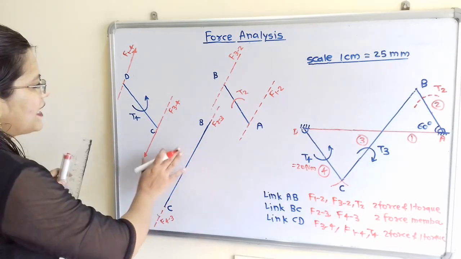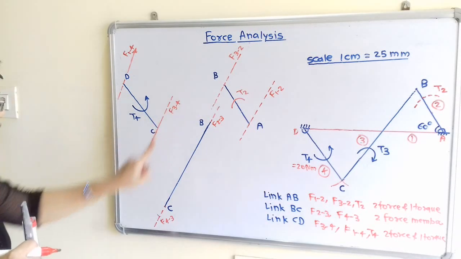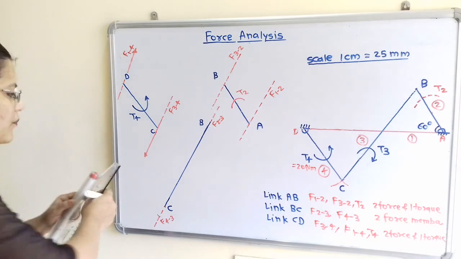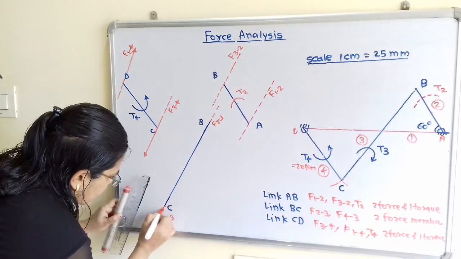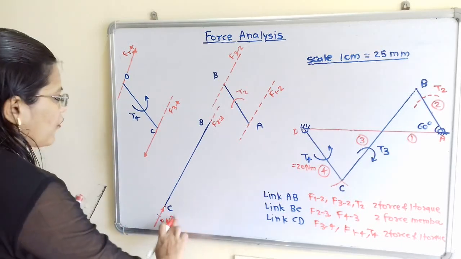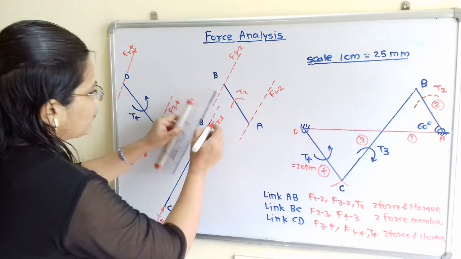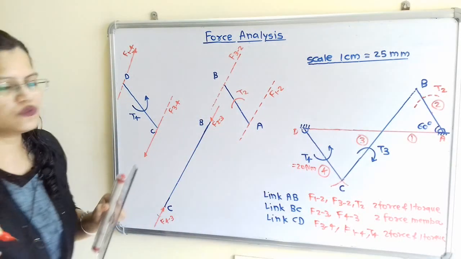Now we will decide the direction of the other forces also. F of 3 to 4 and F of 4 to 3 are equal in magnitude but opposite in direction, so we will show here the opposite direction. Then F of 4 to 3 and F of 2 to 3 are equal in magnitude but opposite in direction, so I will show here the direction opposite to this.